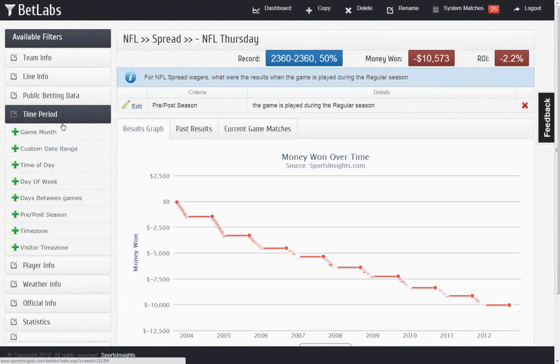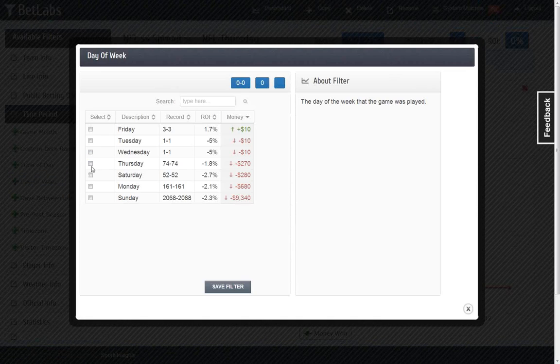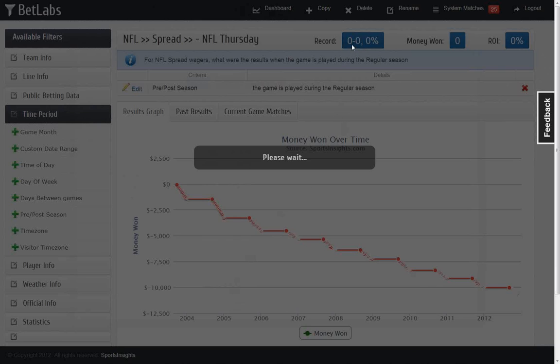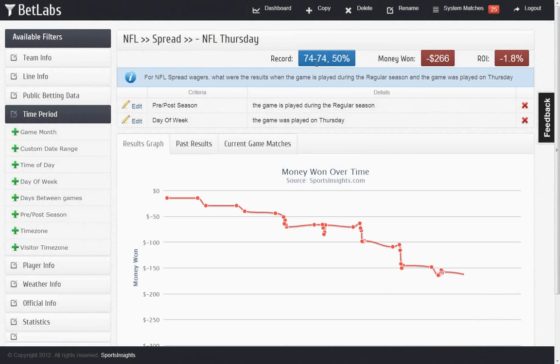So the time period, the regular season, okay, now we need the day of week, right? We're talking every game I ever played on Thursday. You see that the record's the same because it has nothing to pivot on, I guess. It doesn't know which team I want. It's just telling me, okay, if you bet every team on Thursday night, both sides, guess what? You come out with 50-50.